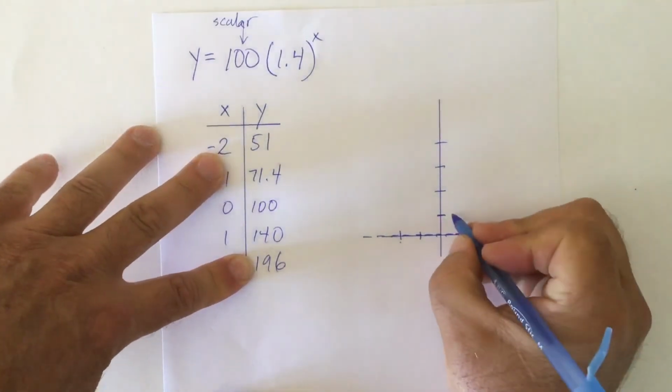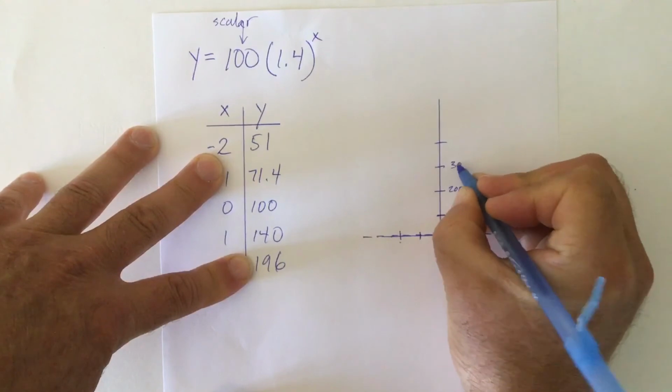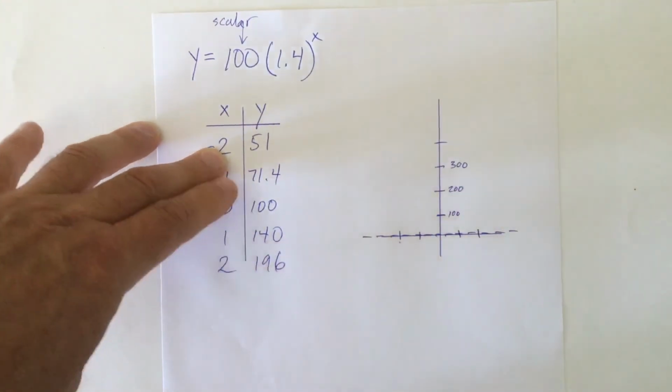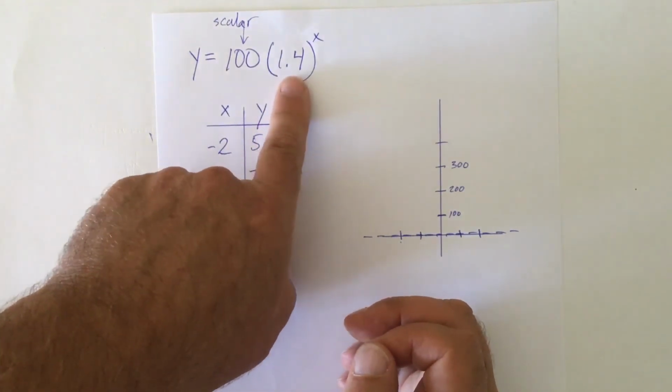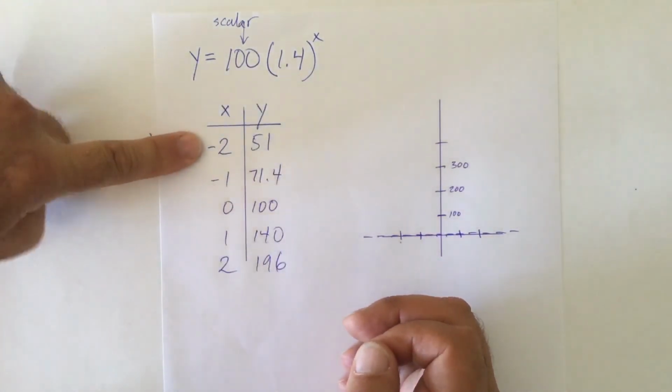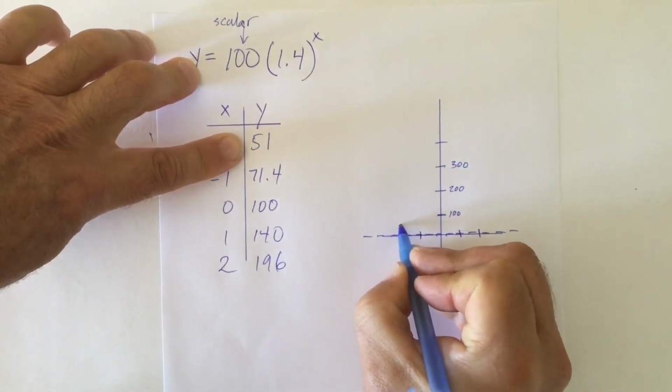Remember, I'm going to use the scale of 100. So that'll be 200. That'll be 300, etc., etc. But take a look at this. I wanted you to see something about this number here. When I plug in -2, I got out 51. So that would put me about right there.